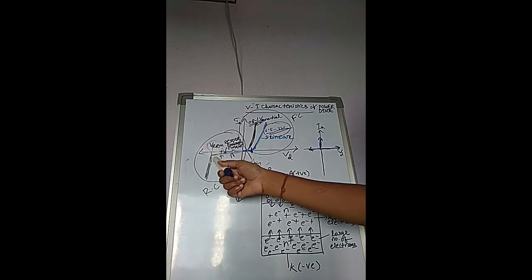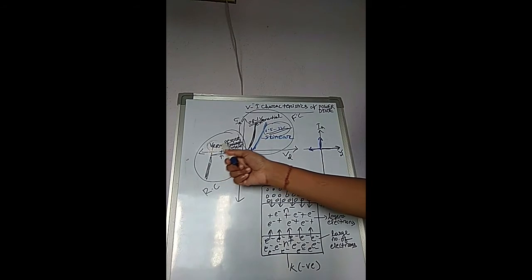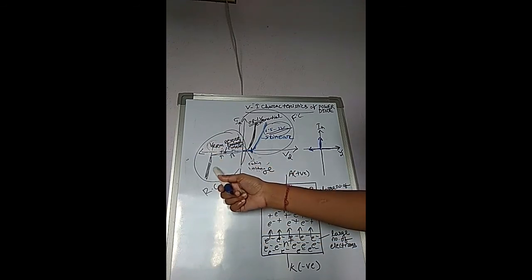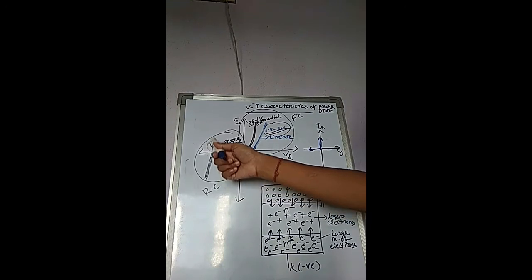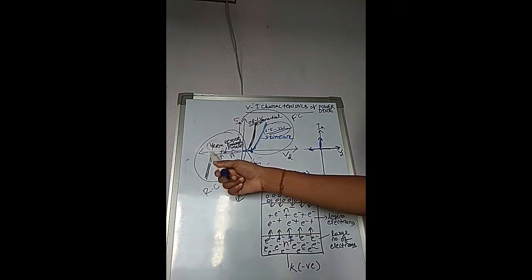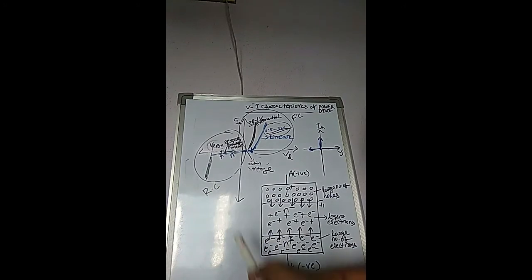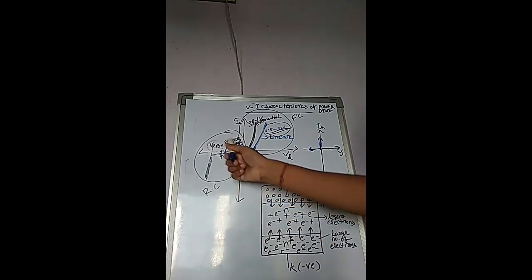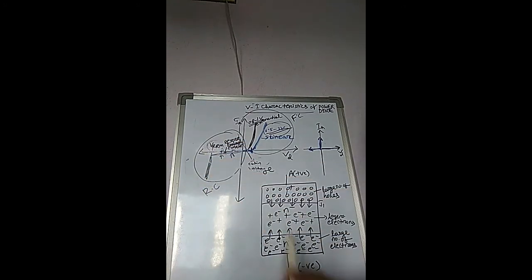In the power diode, this is known as peak reverse repetitive voltage. So this peak reverse repetitive voltage is the breakdown voltage of the diode. When this voltage is reached, the diode is turned on in the reverse direction and the diode current increases drastically. Understood the reverse characteristics of the power diode.